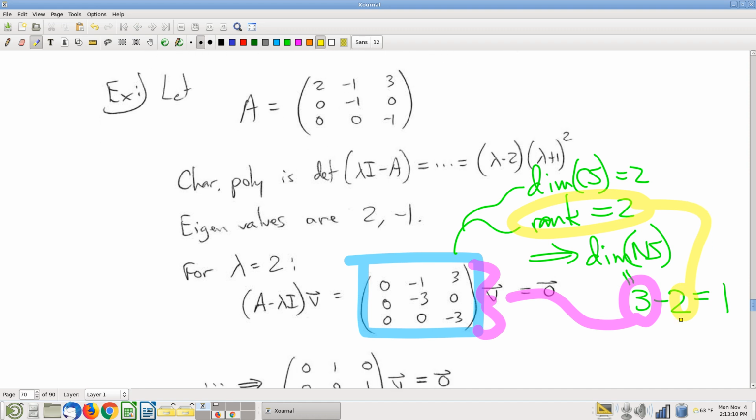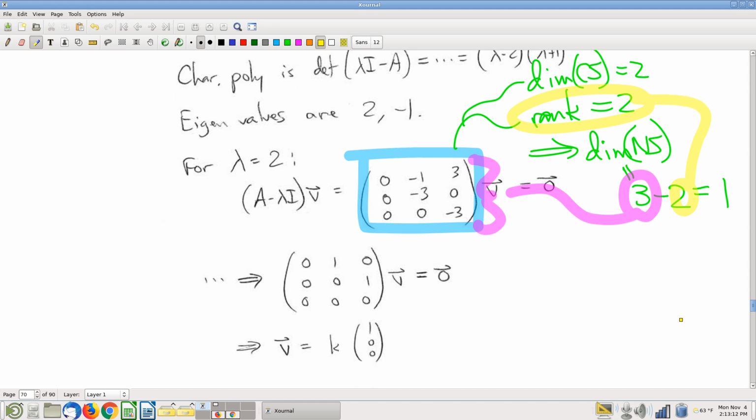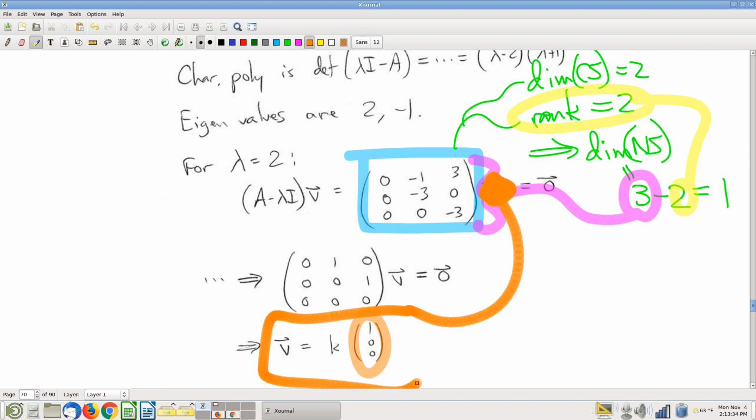That means I just need to find any null space vector. Can I think of any vector that multiplies by this to give you 0? Yeah, sure. How about that one? Again, smart alecky observation. Notice that column of zeros on the left. So (1, 0, 0) works, and therefore is a basis for my null space. And there we go. So again, didn't have to do a row reduction.